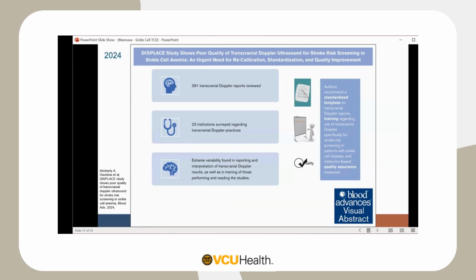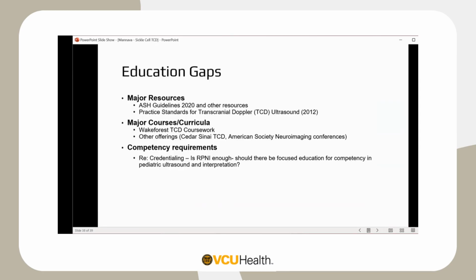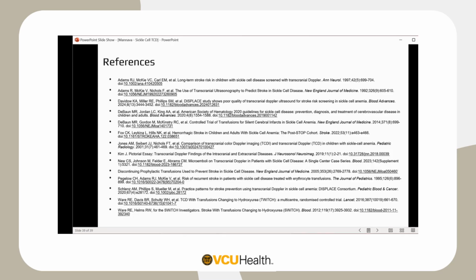So it really shows that more needs to be done to address these clinical and educational gaps. These are some listed coursework that you can refer to. Wake Forest is how I got credentialed as an RPNI, and it's great coursework. But there are other offerings as well. And the American Society of Neuroimaging has multiple talks on pediatric TCD and sickle cell. So I highly recommend these agencies. And in terms of competency, should there be more focused education for pediatric ultrasound and interpretation? And I believe that's my time.